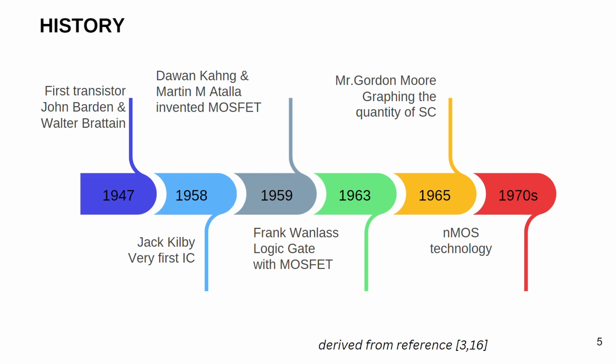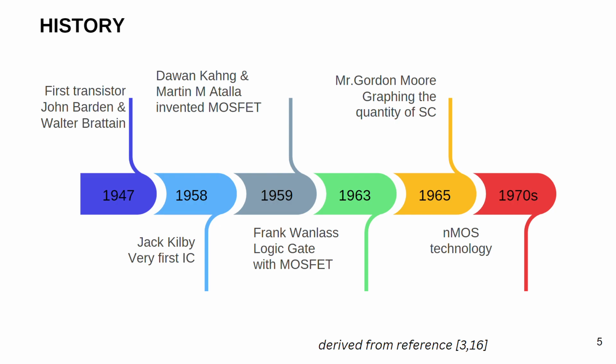on a board. And in 1959, Dawon Kahng and Martin Atalla invented the MOSFET. The MOSFET helps in the miniaturization of electronic components, its power consumption is low, and it is highly reliable and compatible with integrated circuits. And in 1963, Frank Wanlass invented the logic gate with MOSFET. And in 1965, Mr. Gordon Moore graphed the quantity of the semiconductor.